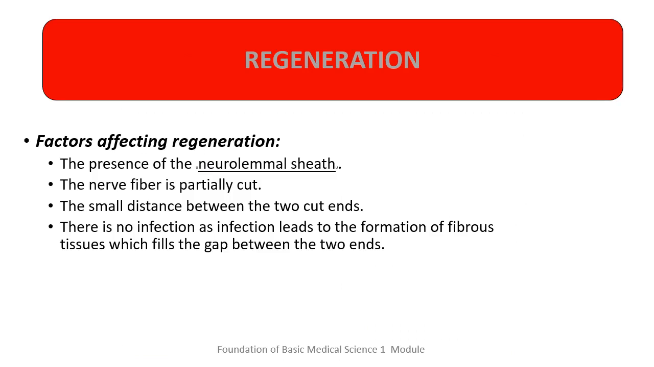Factors affecting regeneration. The presence of the neurolemmal sheath, which is formed by the Schwann cell. A small distance between the two cut ends is very important. The nerve fiber is partially cut, not severely crushed. Also, it is very important that there is no infection, as infection leads to the formation of fibrous tissue, which fills the gap between the two ends, and by this there is no regeneration. These factors are very important for the nerve fibers to regenerate.